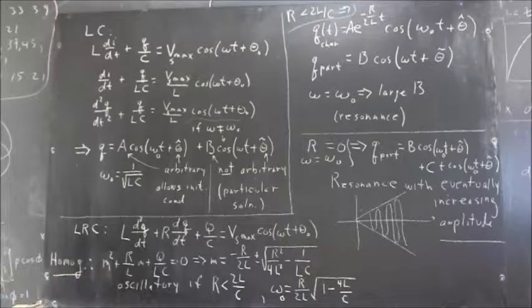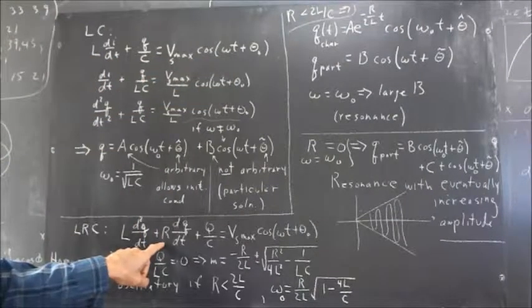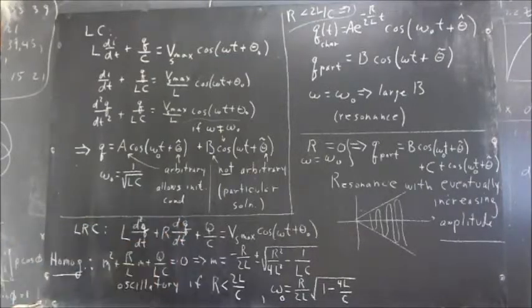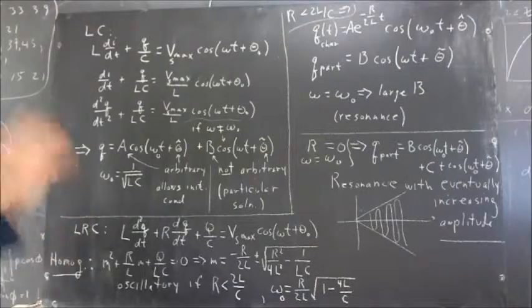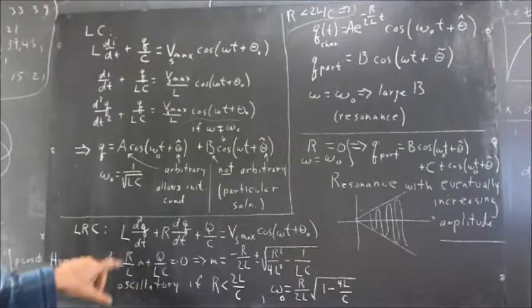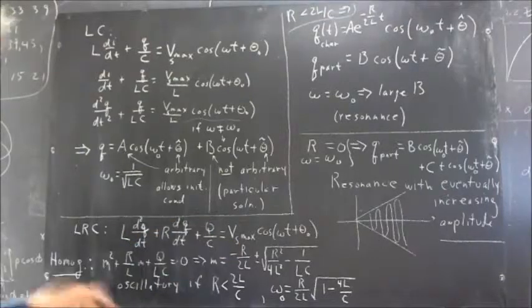Then in the LRC circuit, we have the same terms we have in the LC circuit, but we have the voltage drop across the resistor, which is R times the current, being R dq/dt. That gives us this equation. We get a characteristic equation, with e to the mt being our tentative solution, our assumption. We're going to get the characteristic equation m squared plus R over L m plus 1 over LC equals 0. The solution to that is very straightforward.